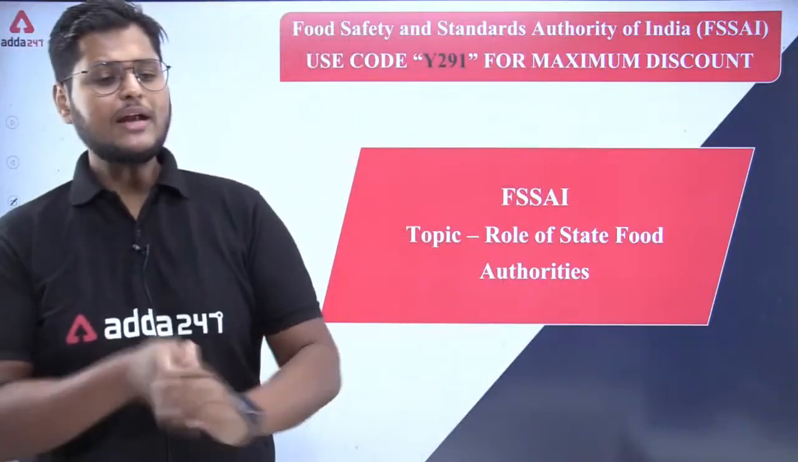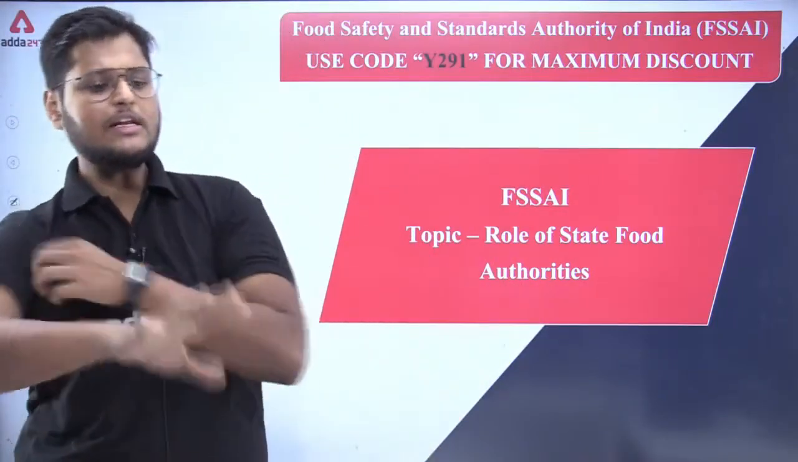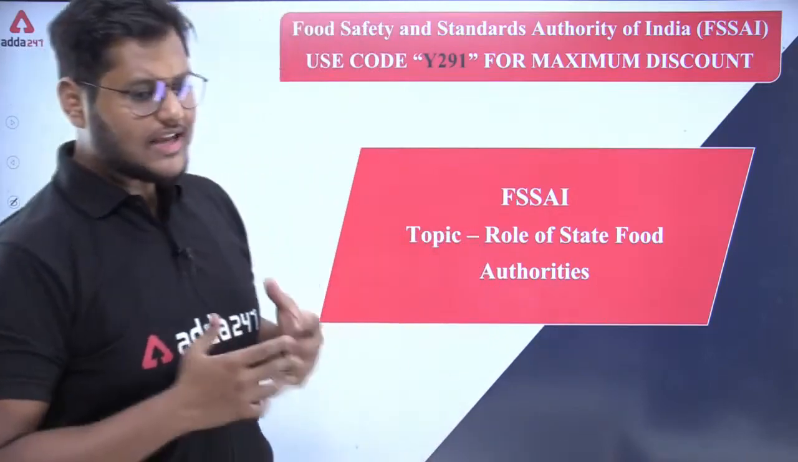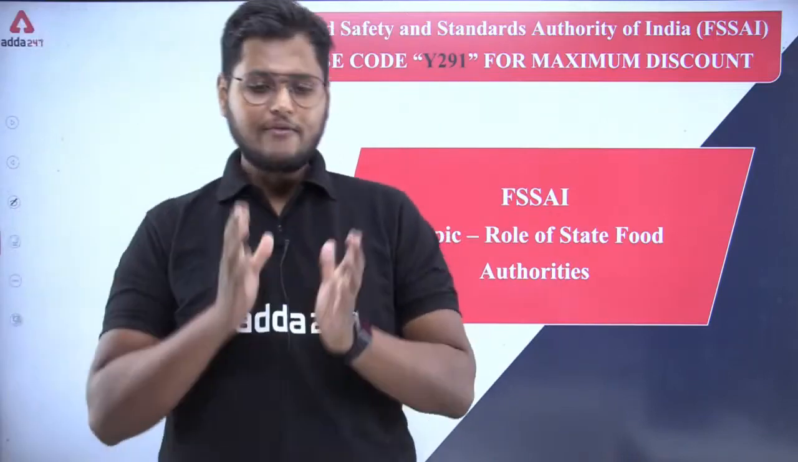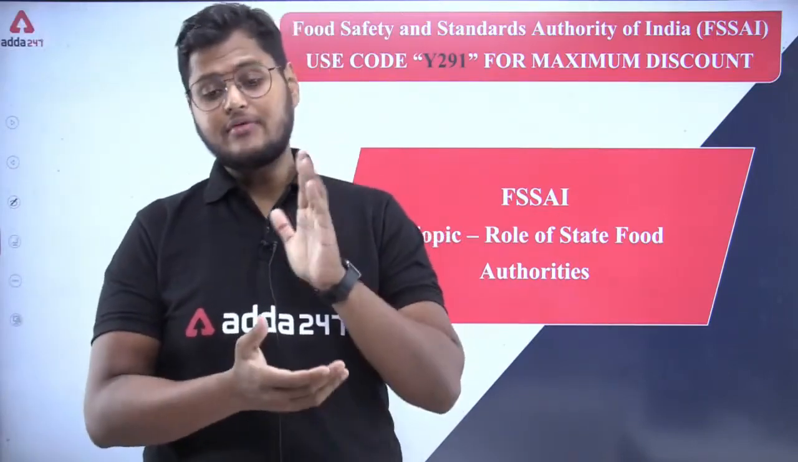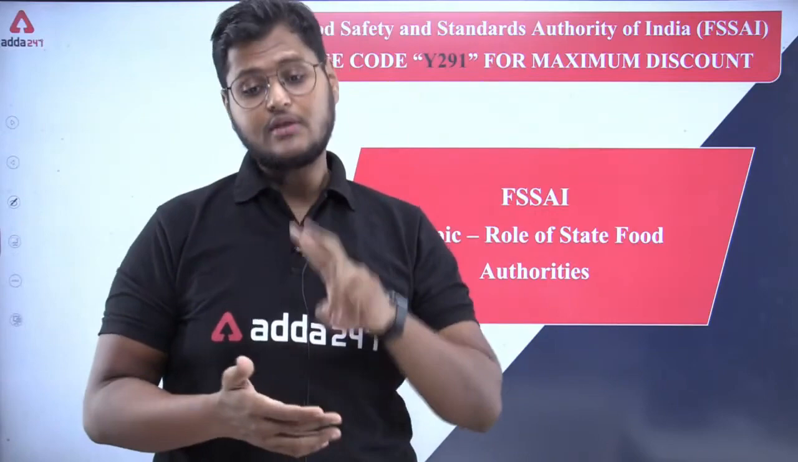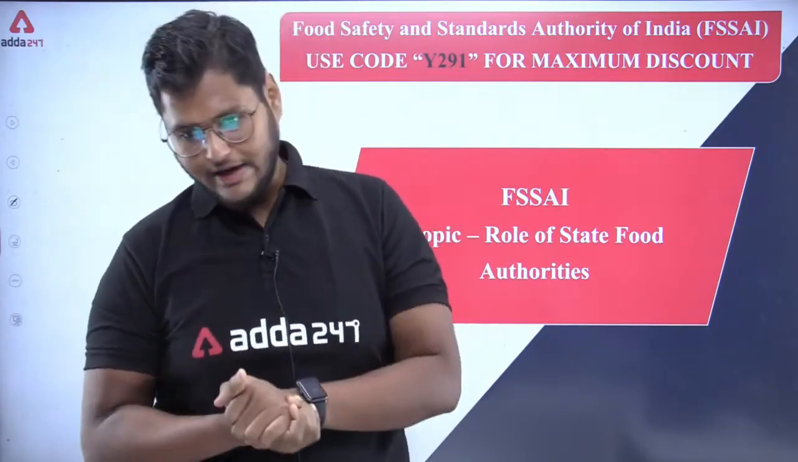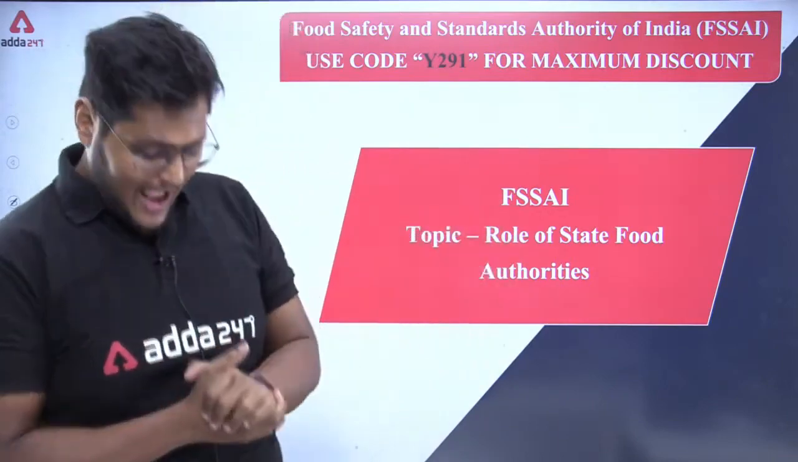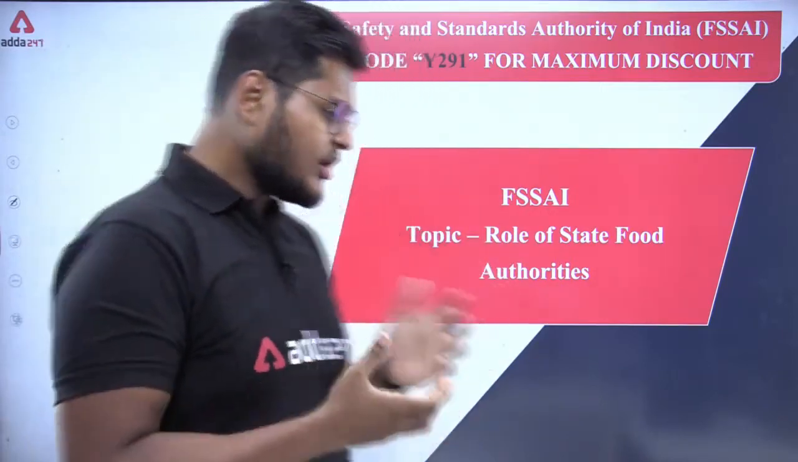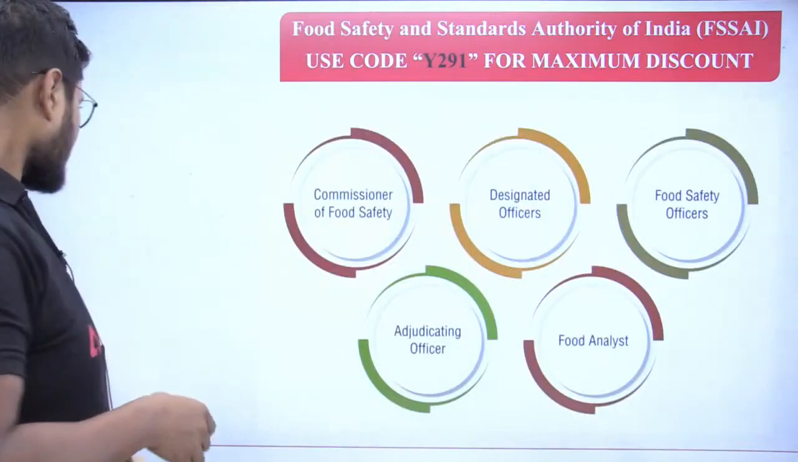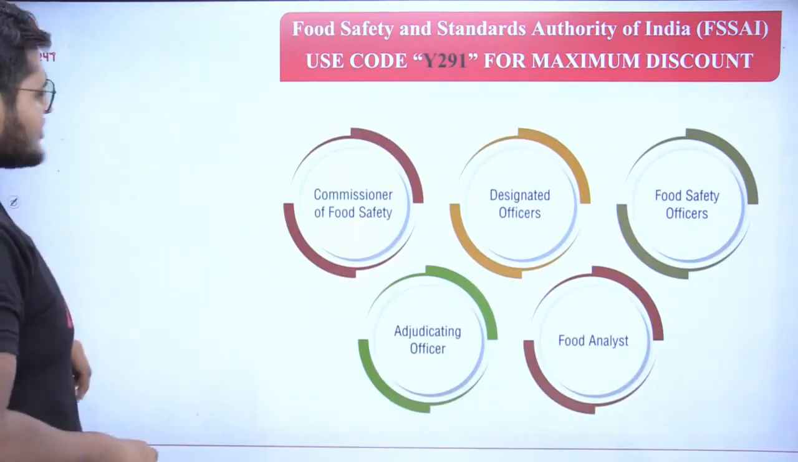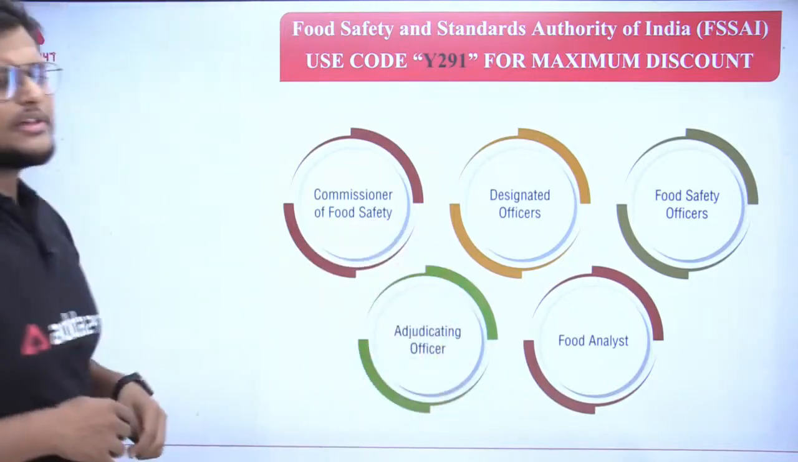Okay, so as we know, we have two kinds of authorities here, the central authority and the state food authority. Talking about the state food authority, we have the adjudicating officer, the state food safety commissioner, then the designated officer, the food safety officer and the food analyst. We are going to look into all of these. Let's start the session.